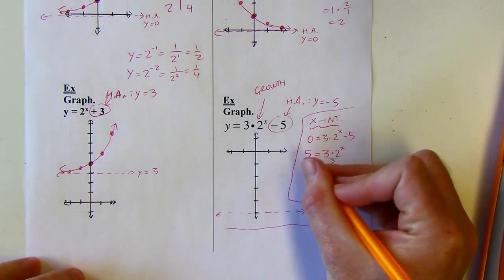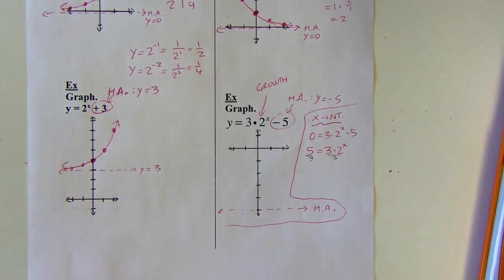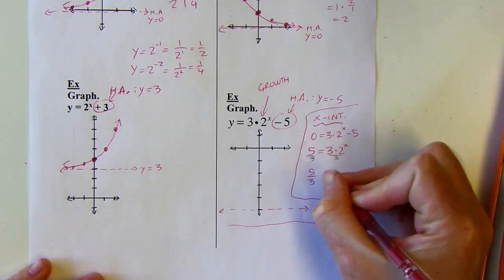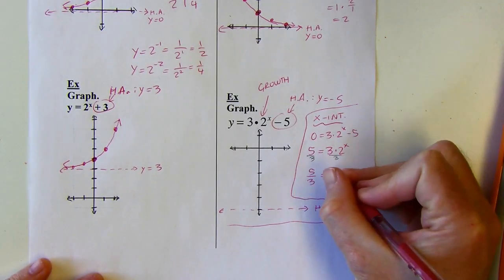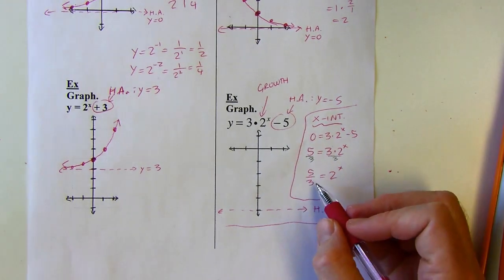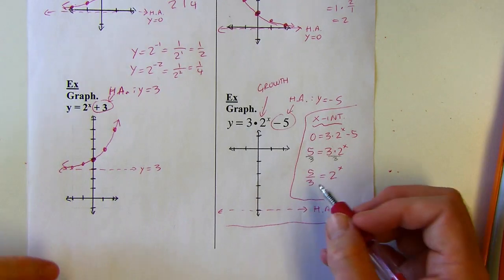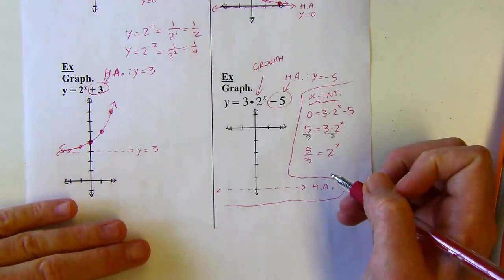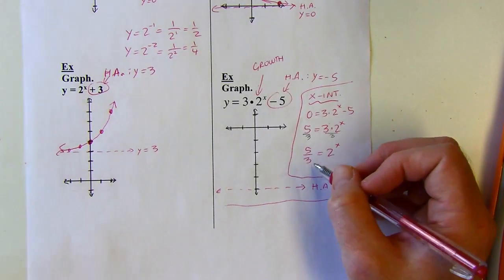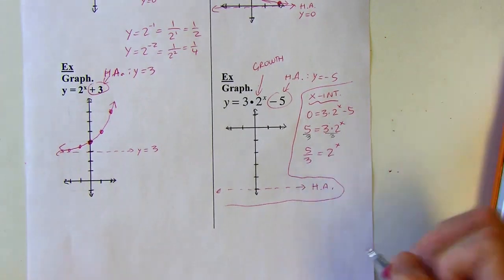I'm trying to isolate the x here, right? So that gives me 5/3 equals 2 to the x. Don't simplify that, don't write this as a decimal approximation. We want it exact. If it was 5/4, sure, you could write it as a decimal because it'd just be 1.25. But here we want this exact, okay?